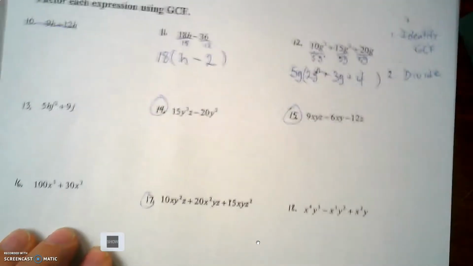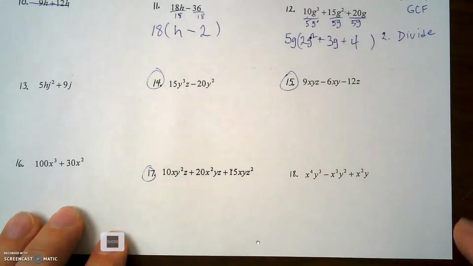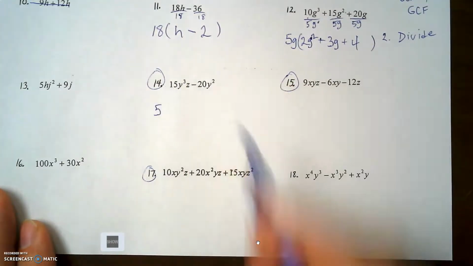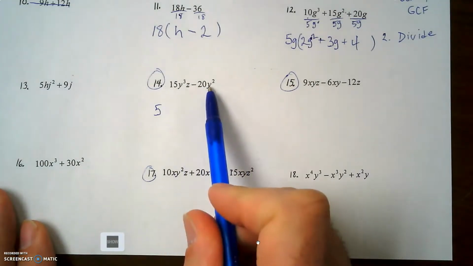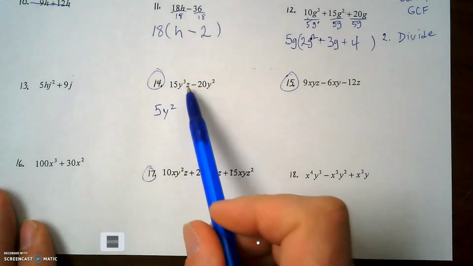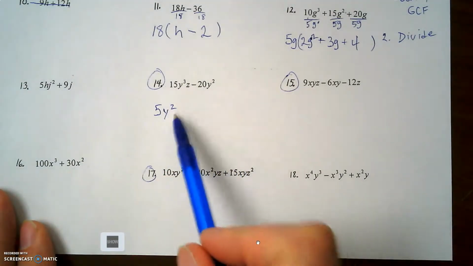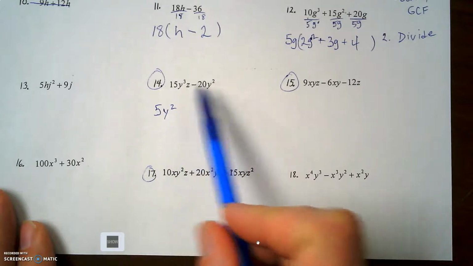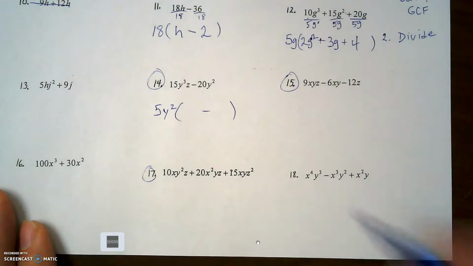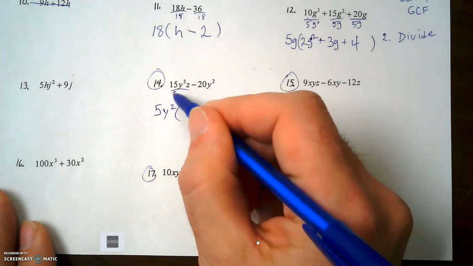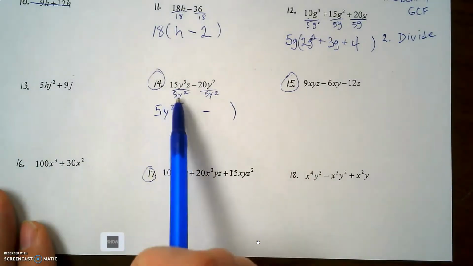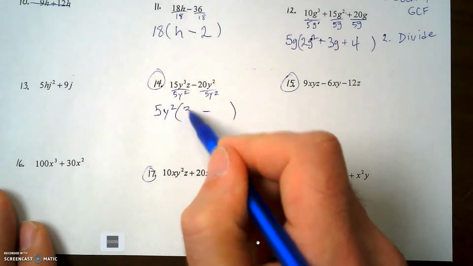Okay, so for 14, again, you can always pause and try whenever you want. 15 and 20, that's a 5. That has a y, that has a y. Smallest exponent's a 2. Now this has a z, but that one doesn't. So I do not write down z. Remember, it must be a common factor. Okay, so divide by your GCF, 5y squared. 15 divided by 5 is 3.